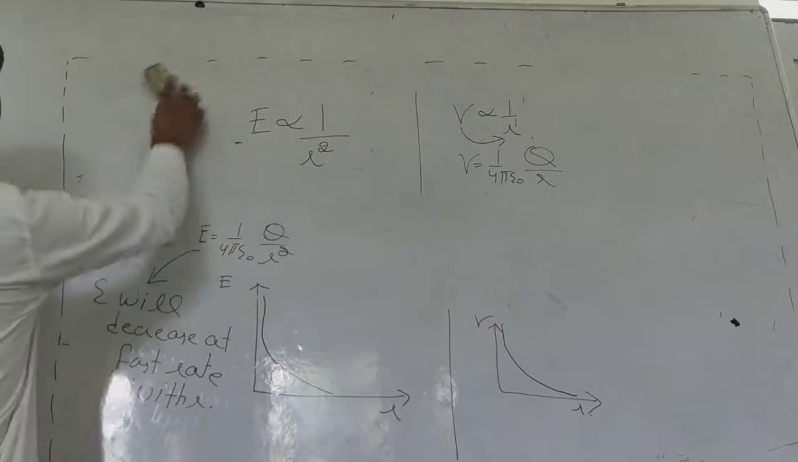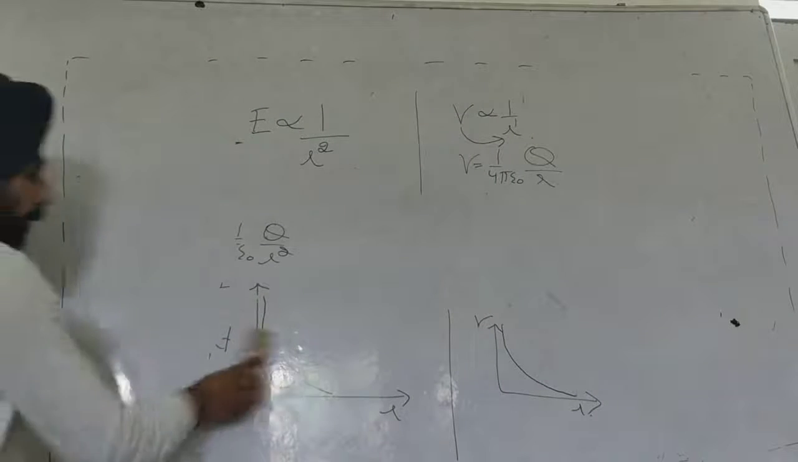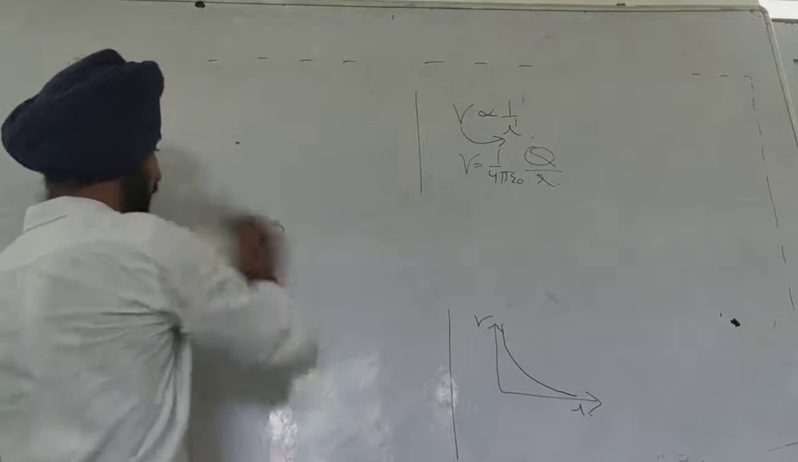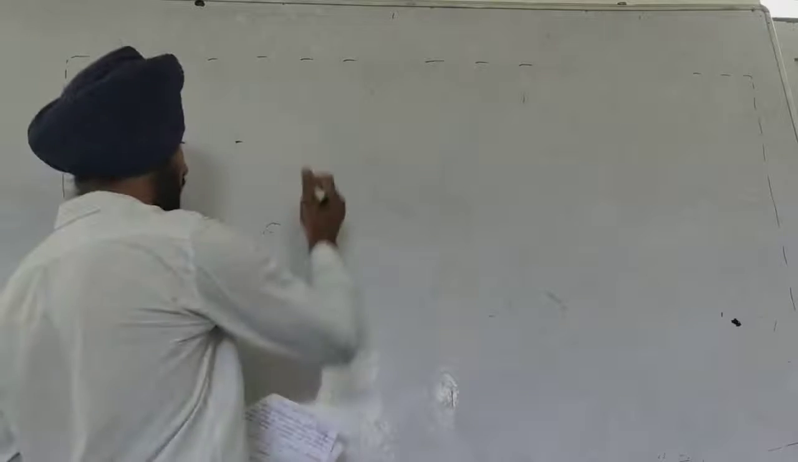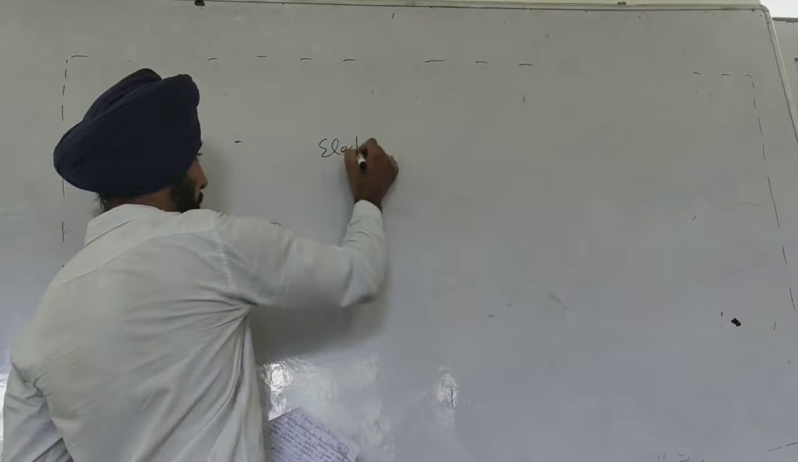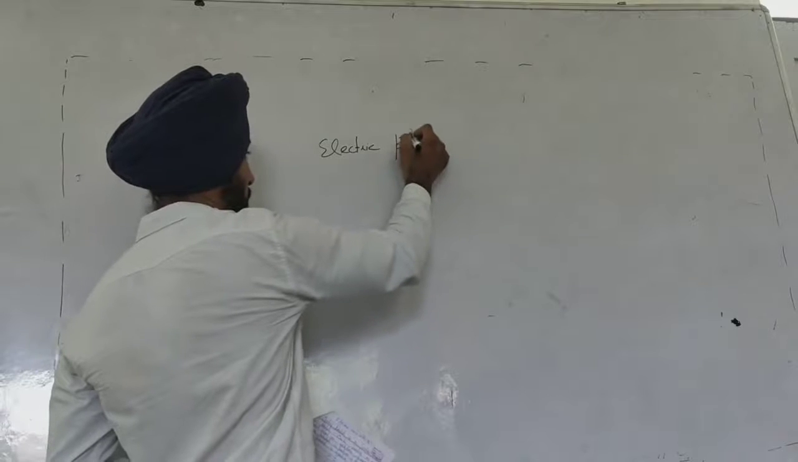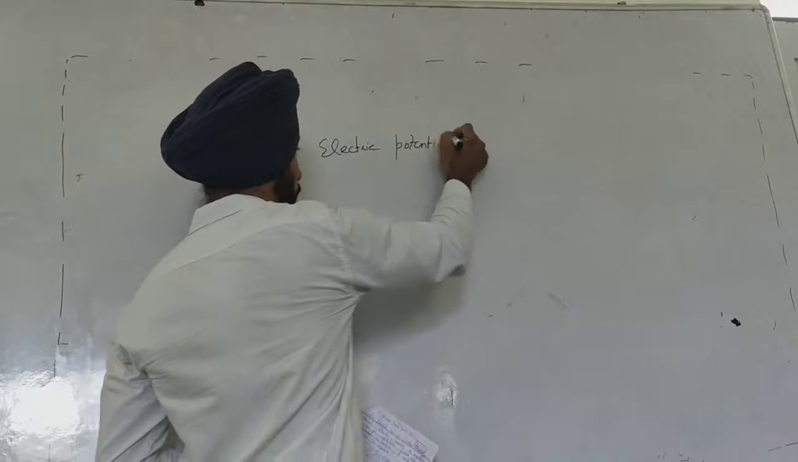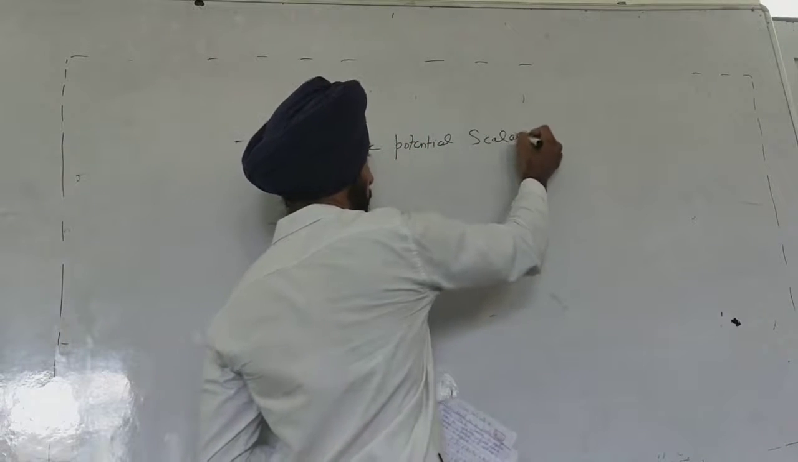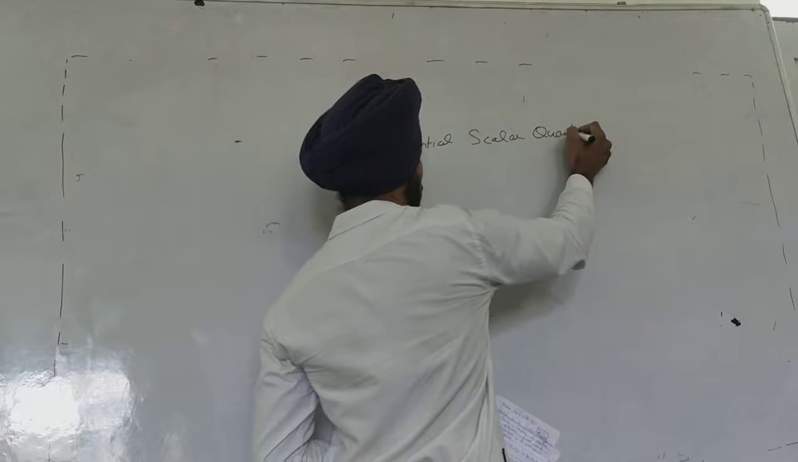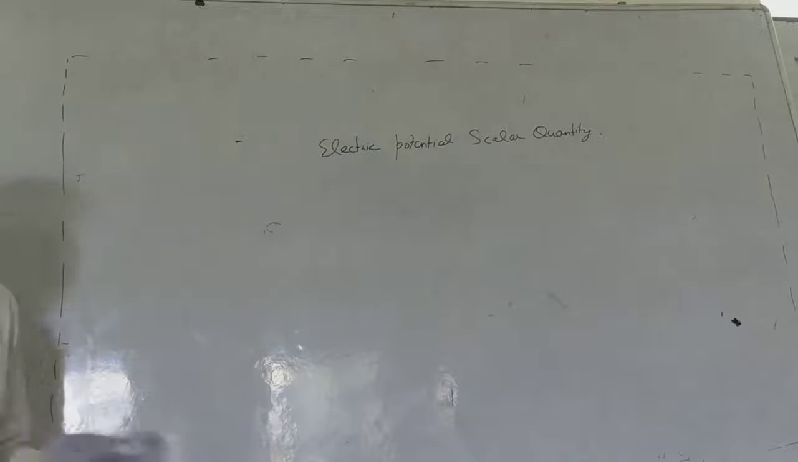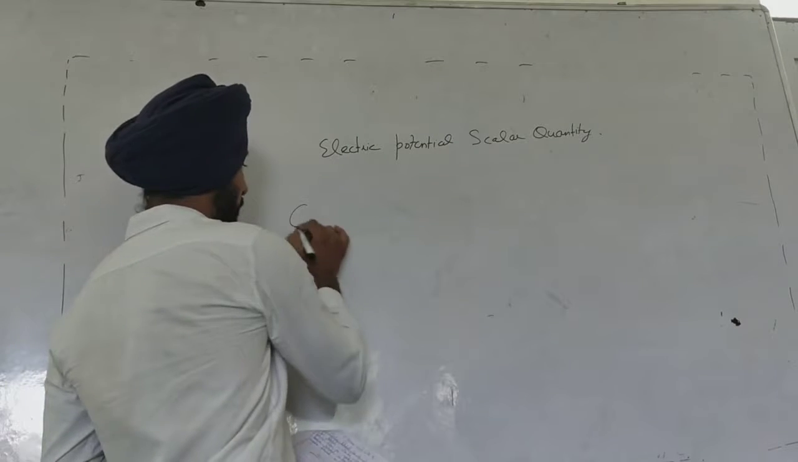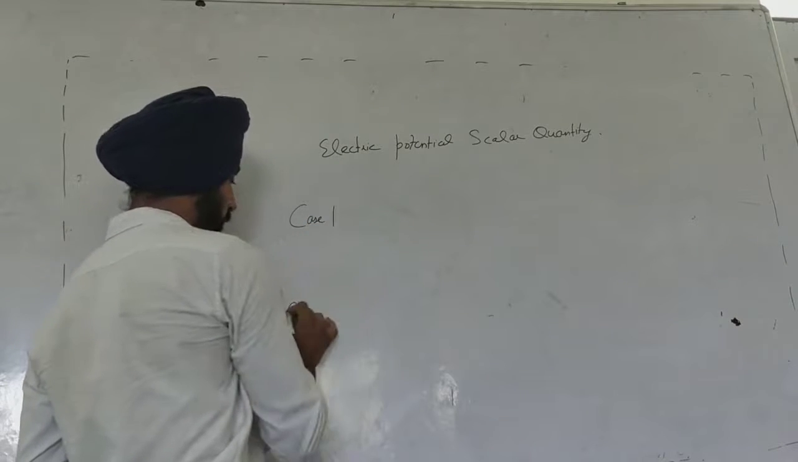So this is our next topic. The last topic of today's lecture is electric potential. You know it's a scalar quantity. It's not a vector quantity. It does not have any kind of direction. Note down this thing: potential is a scalar quantity. It only has magnitude, no direction.